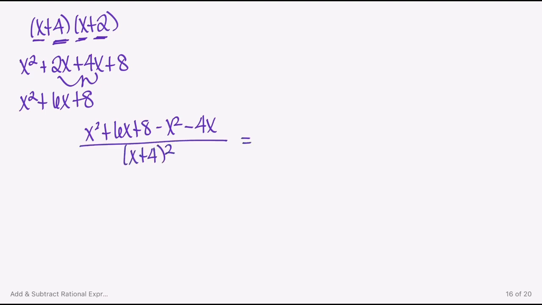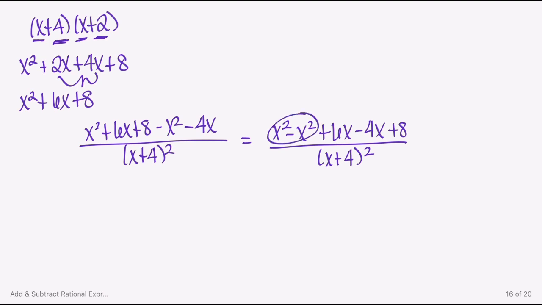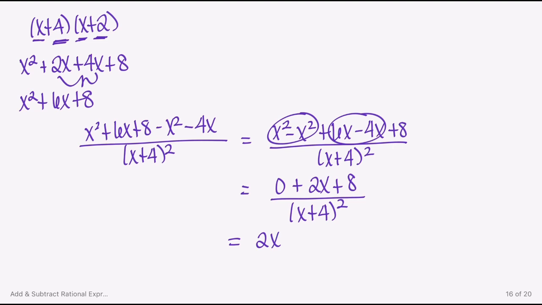I'm going to rearrange this with my like terms together. So I have x squared minus x squared plus 6x minus 4x, and then plus 8, and that's over x plus 4 squared. So now when I combine my like terms, x squared minus x squared is 0, plus 6x minus 4x is 2x. So I have 2x plus 8, and that's over x plus 4 squared.